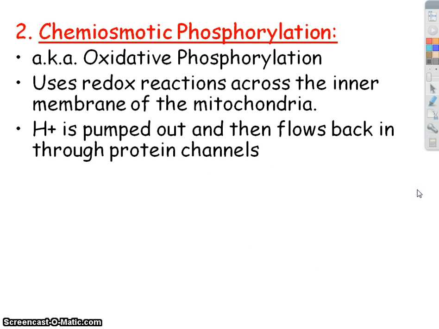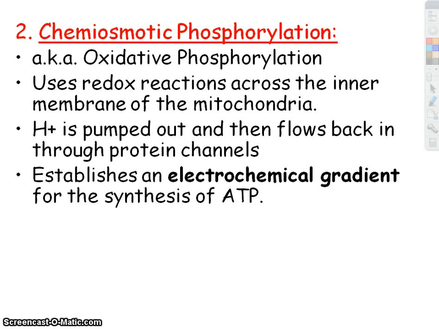So what's going to happen? Hydrogen is literally going to get pumped through to one side of the membrane, and then it's going to seep back in. And as it seeps back in, that's going to create a gradient for ATP synthesis. That word electrochemical gradient we also mentioned before, back in that same chapter on osmosis and diffusion. We only mentioned it very briefly.